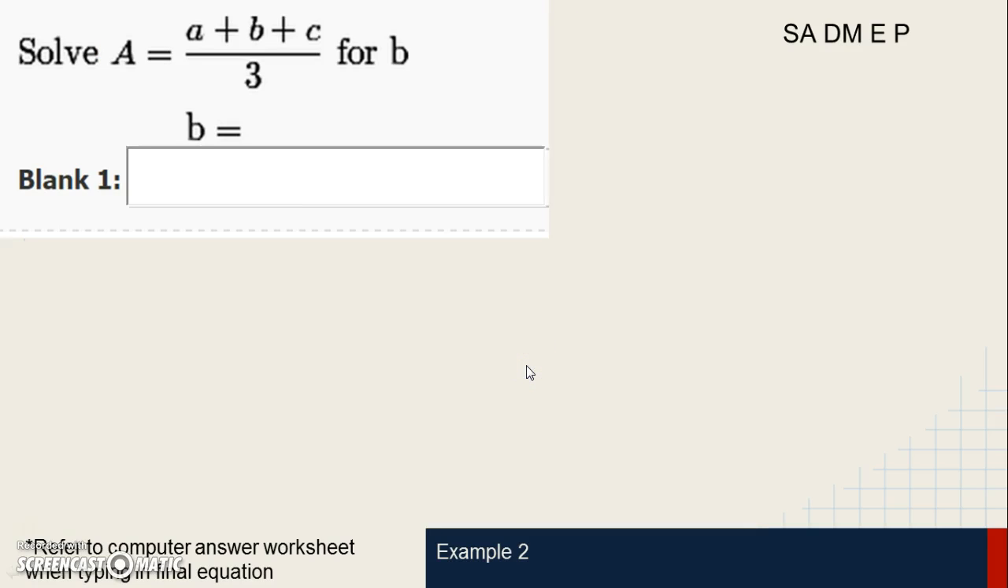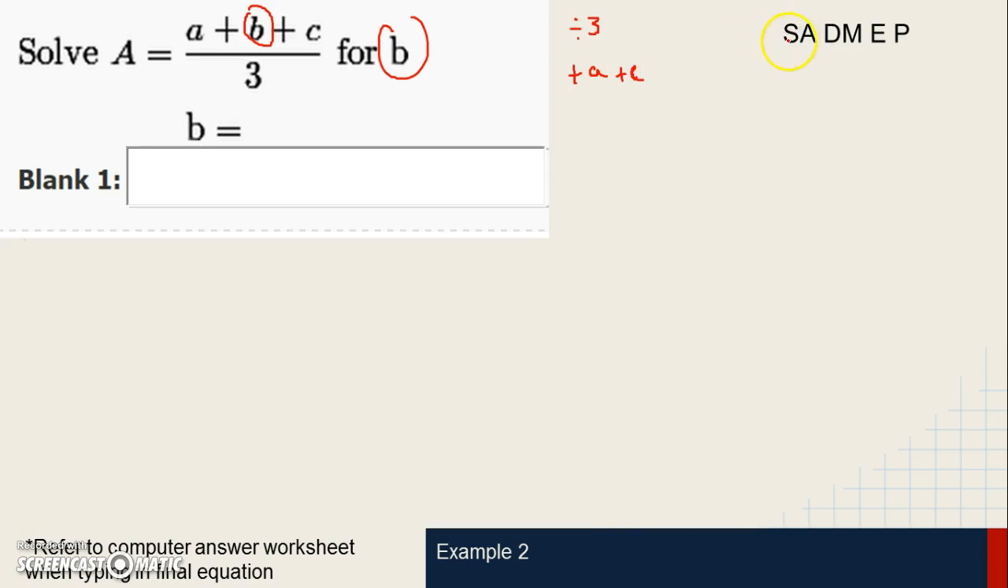Here's our second example. Again, you can see there's several letters. We're just solving for one of them. So we can see up here that we're solving for b. Here's b. We want to isolate it. So what is happening to b? Well, it's being divided by 3, and it's being added to a and to c.